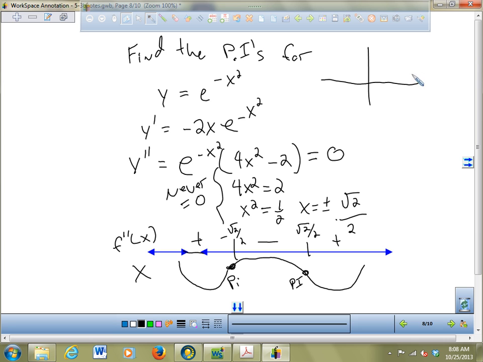And if you actually graph this function, I think it looks like a bell curve. Does it? Yeah. If you graph it, it actually looks kind of like this, and then like this, like the bell curve. And here are your points of inflection at positive root of 2 and negative. And it doesn't really matter because it's always concave up.